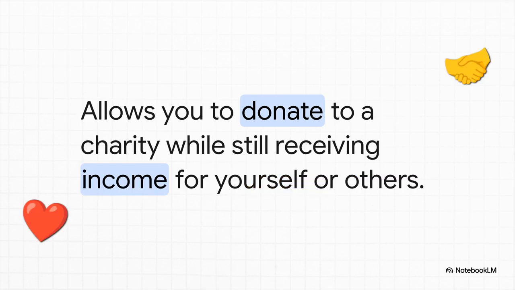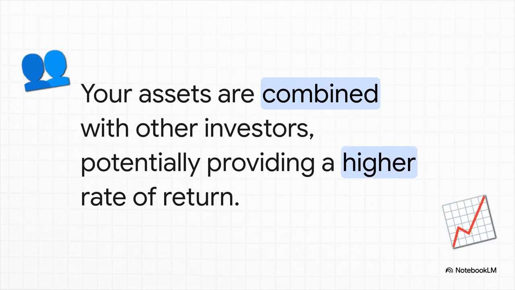Now this one is really cool. It's a genuine win-win situation. A charitable remainder annuity trust lets you support a cause you really care about while also creating an income stream for yourself or someone else. You get payments for a certain amount of time, and when that time's up, whatever's left goes to the charity you chose.